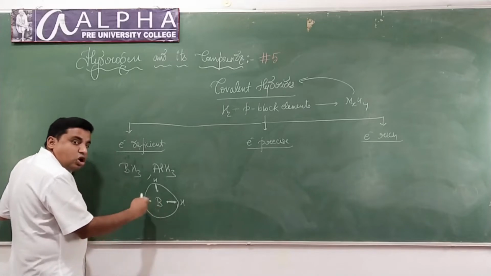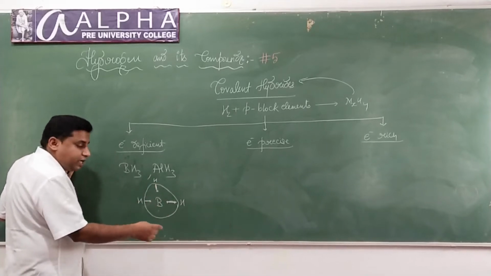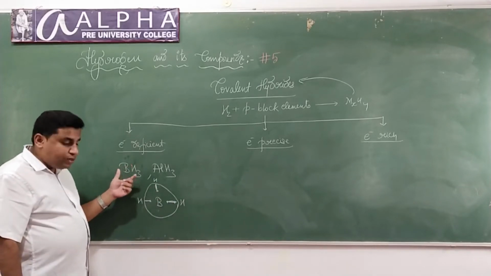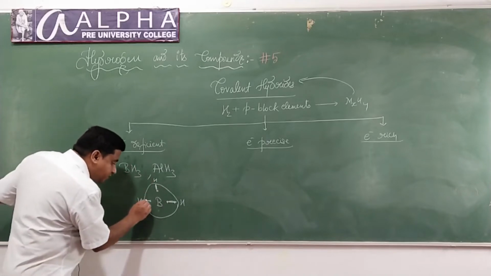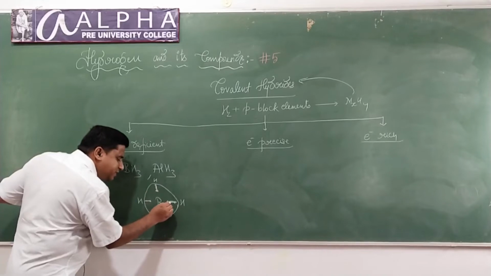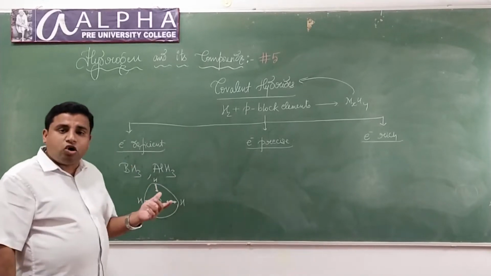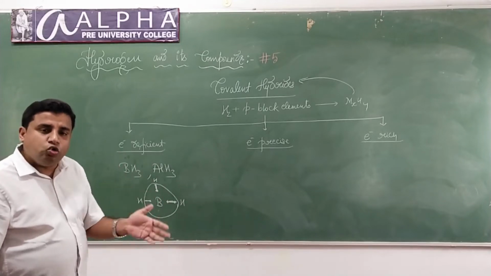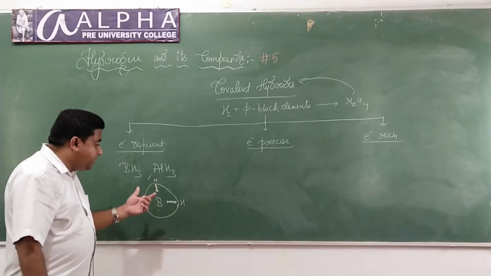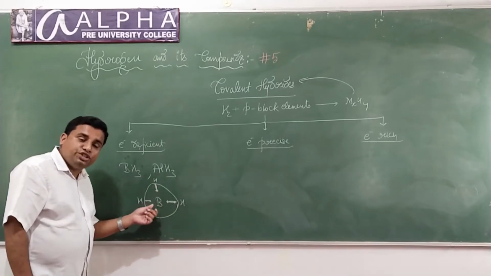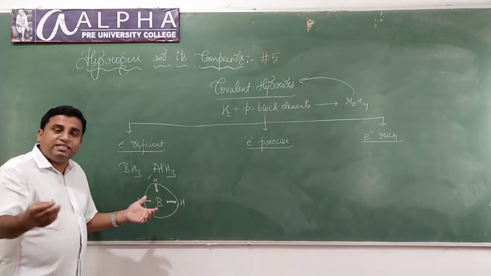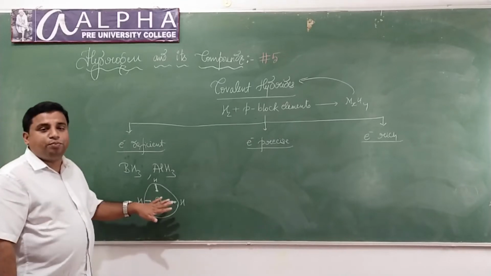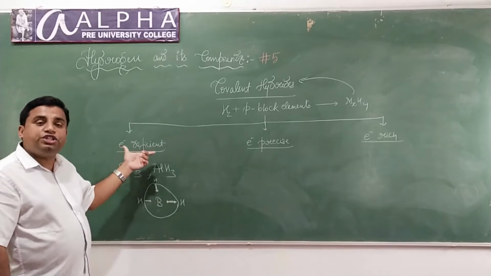Observe the outermost electronic configuration of boron here. Even though boron has combined with hydrogen, in its outermost shell it has only 6 electrons: 2, 4, 6. It is still deficient of 2 more electrons to complete its octet. Hence, boron is electron deficient. It is ready to accept 2 more electrons to complete its octet.